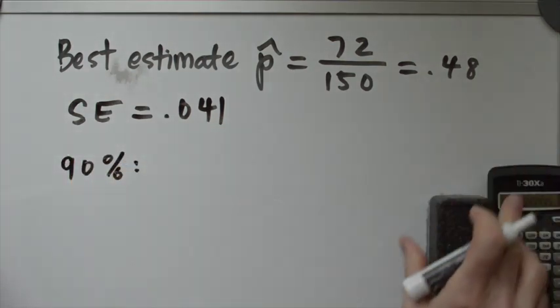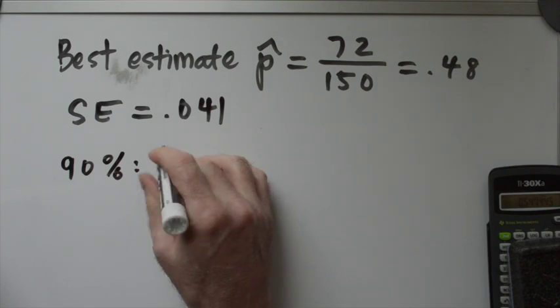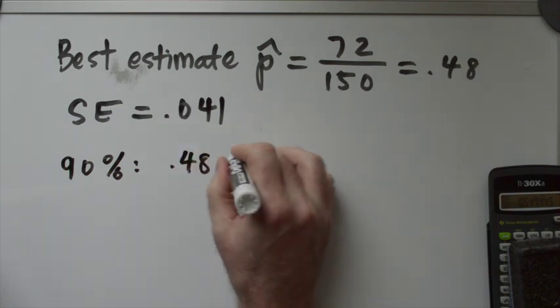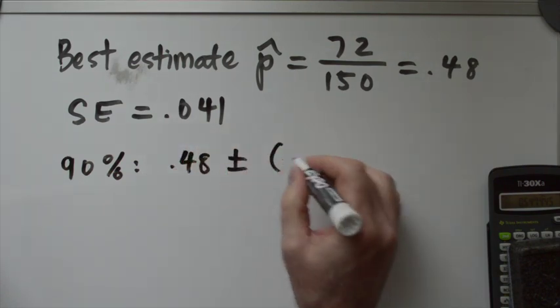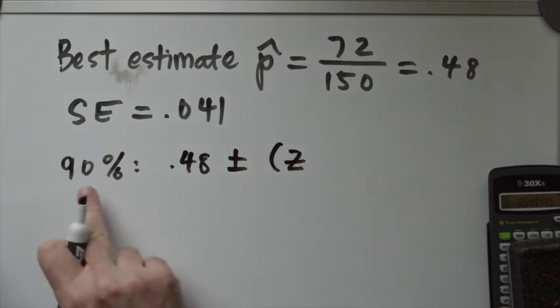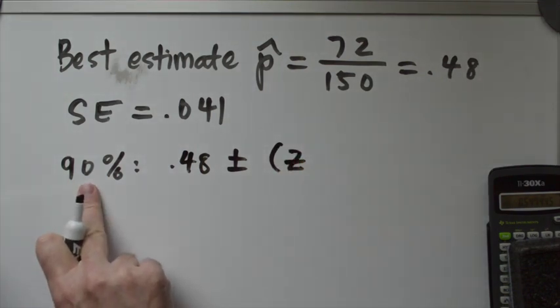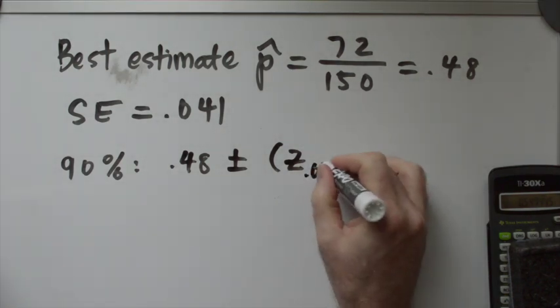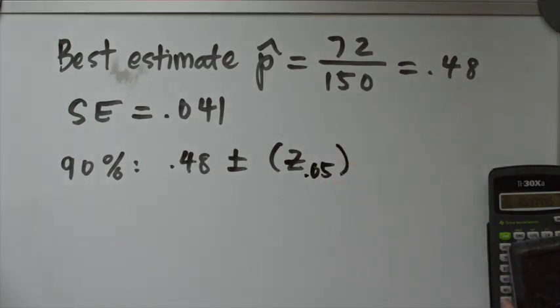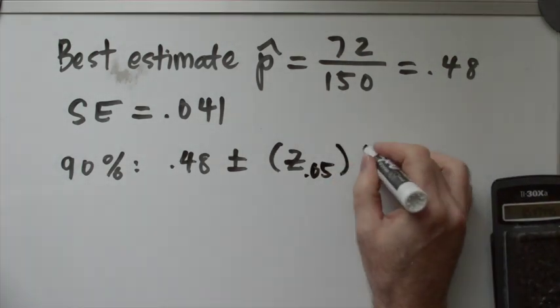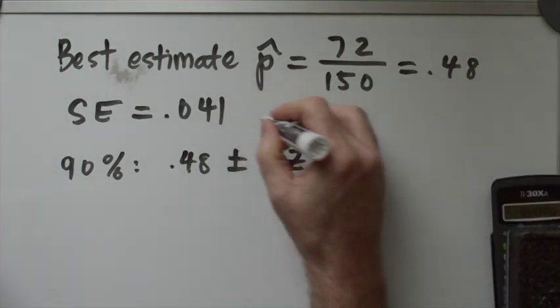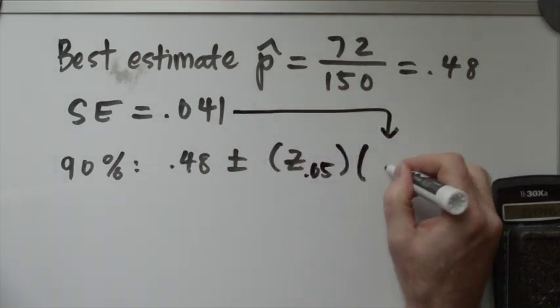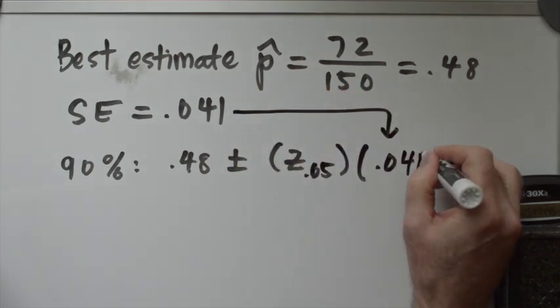is going to have the center at 0.48, and it's going to be plus or minus the z cutoff that's appropriate for a 90% confidence interval. So if we think this through, that's leaving 10% out. That's going to put 5% in the left and the right tail, so we should use a z of 0.05 for our cutoff value. And then we're going to take the SE and tuck that in here.